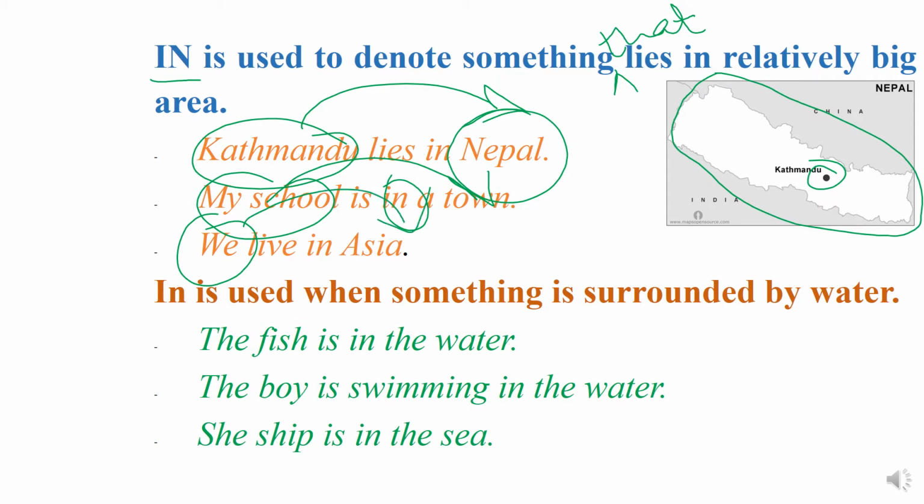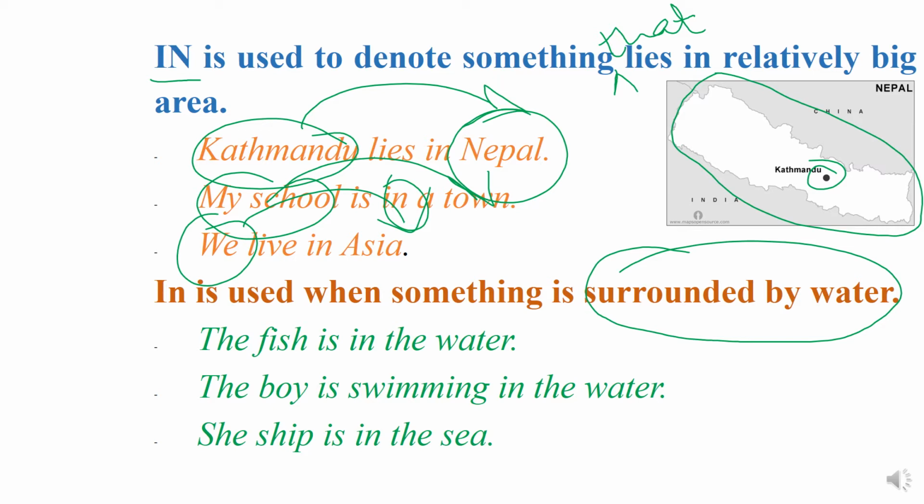That's why we live in Asia. Next rule regarding "in" is used when something is surrounded by water. See, when something is surrounded by water, at that time also we can use the preposition "in".